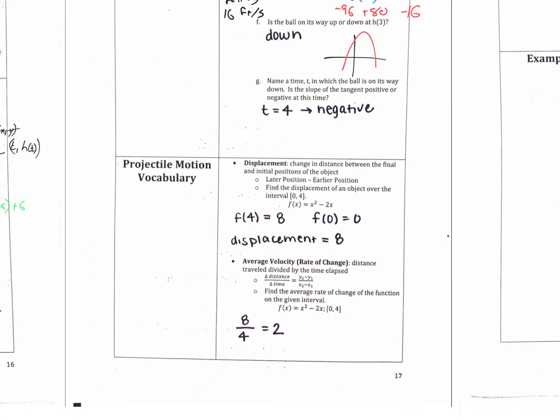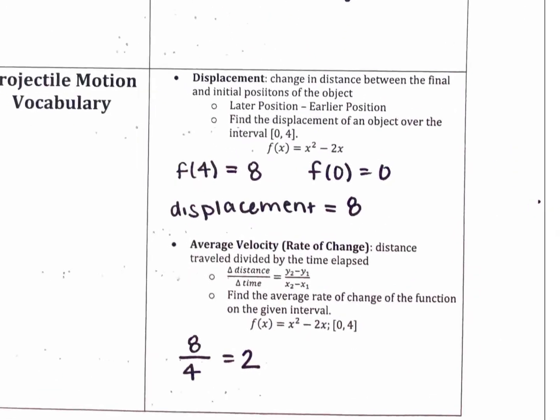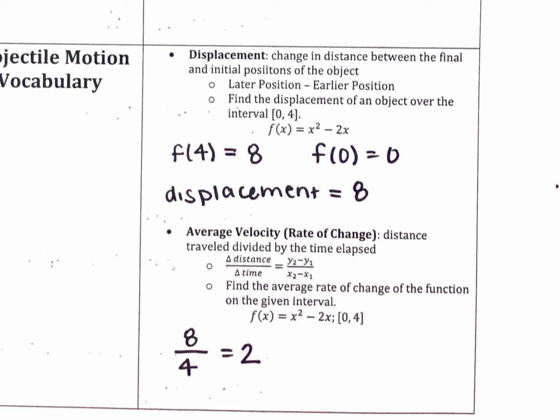All right, now let's get into something called projectile motion. First, some definitions. Displacement, the change in distance between the final and initial positions of an object. So you're going to do the final position minus the starting position, later minus earlier. So if I want to find the displacement of an object over the interval from 0 to 4, based on this function, I'd need to plug in 0 for x, which we're doing here. I'd need to plug in 4 for x, which we do over here.